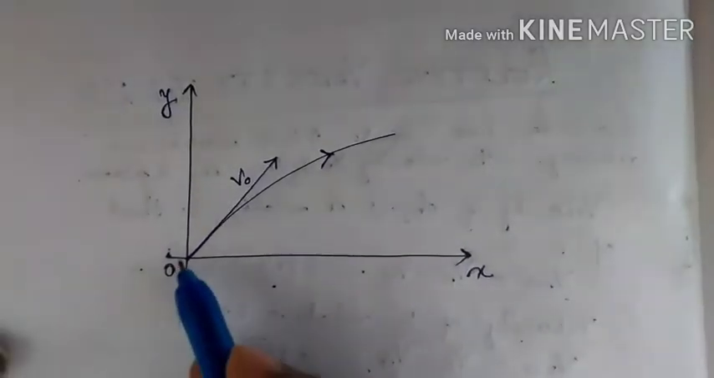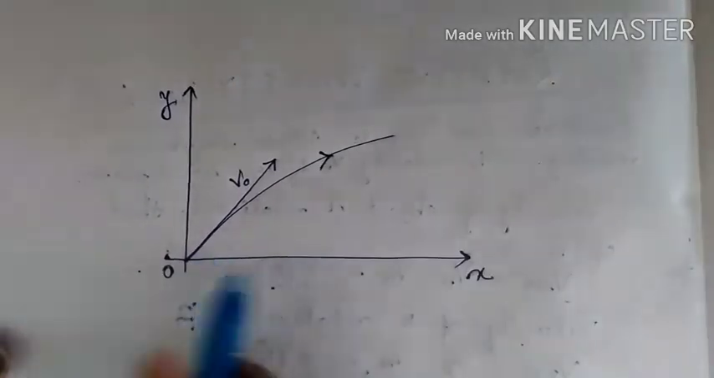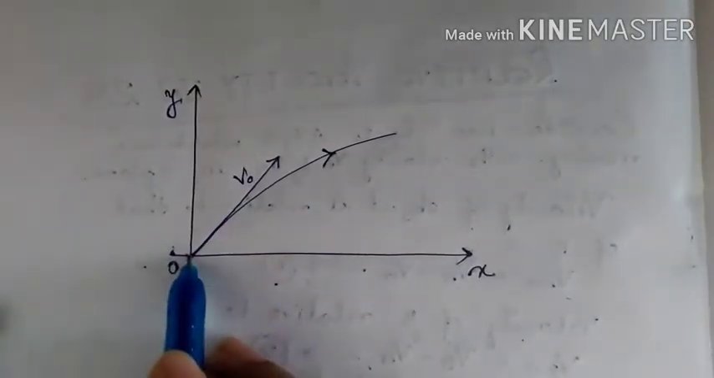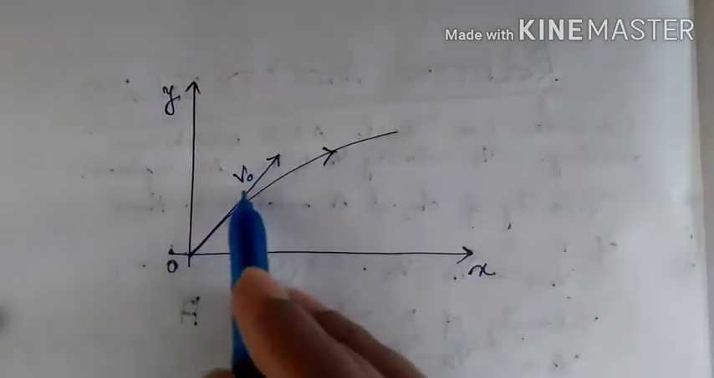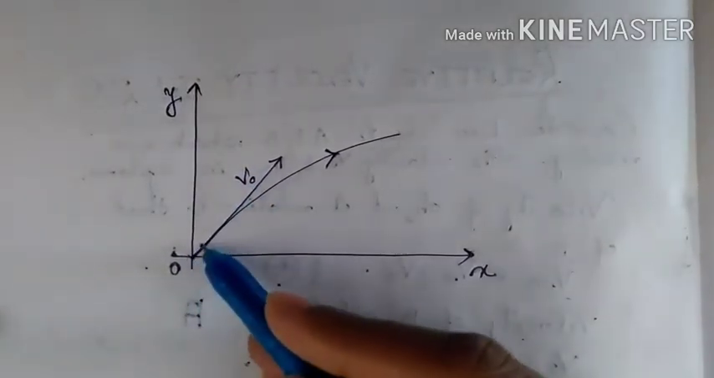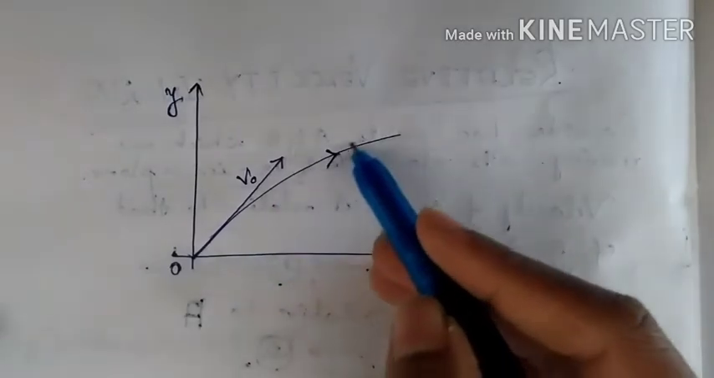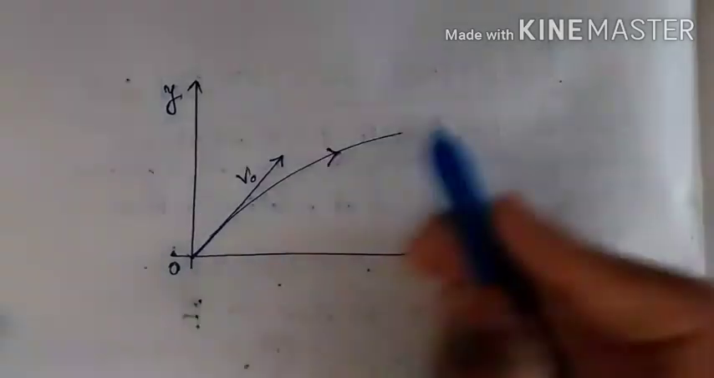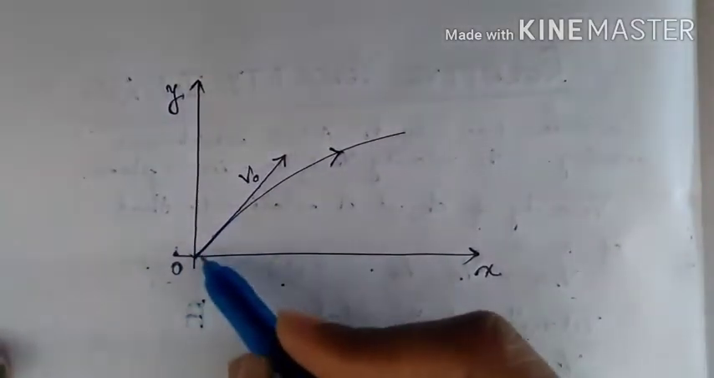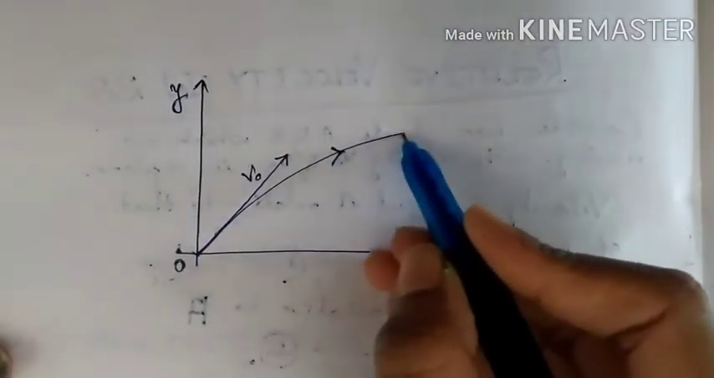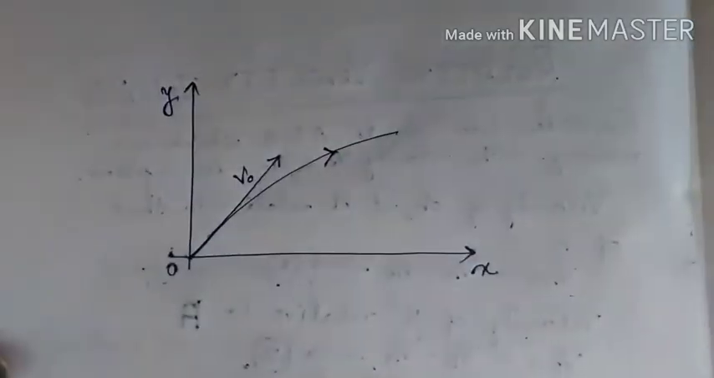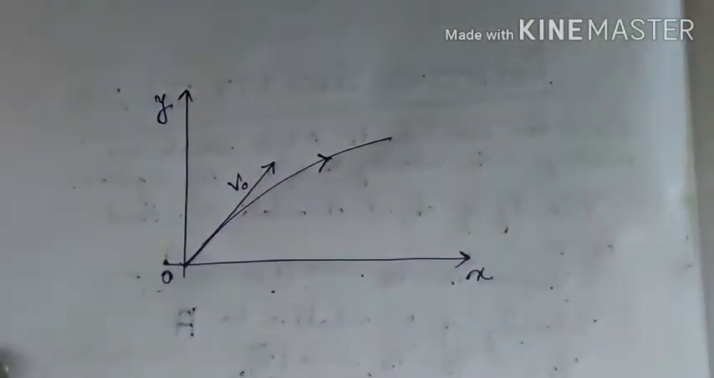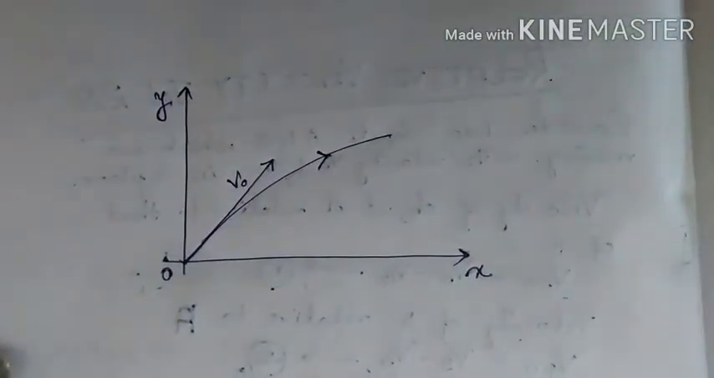So now what is happening? A bullet at x equals 0 and y equals 0 is at rest. When it is shot with the initial velocity v naught, it gradually increases the height and reaches a certain height. Now the path of the projectile is called a trajectory. So this path of the projectile is called trajectory.